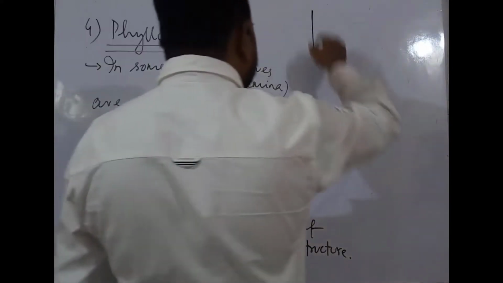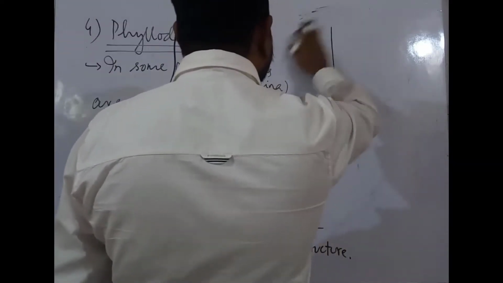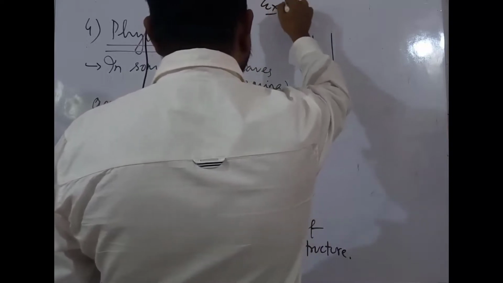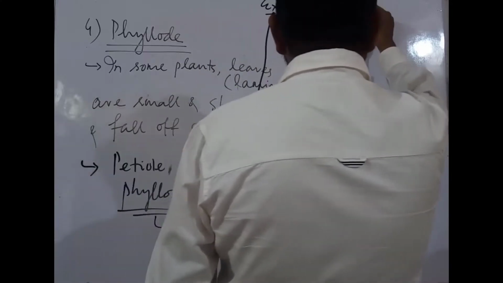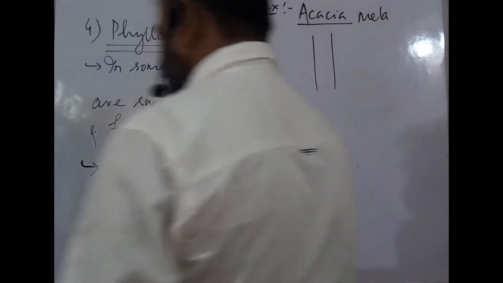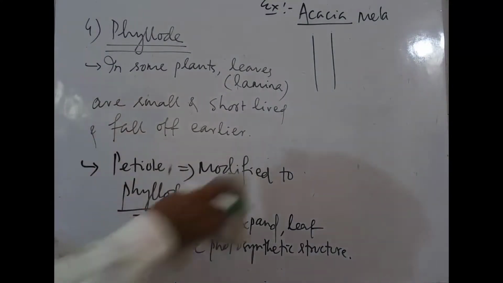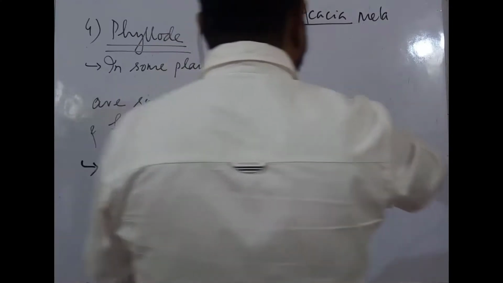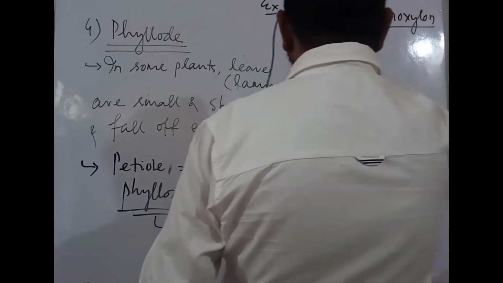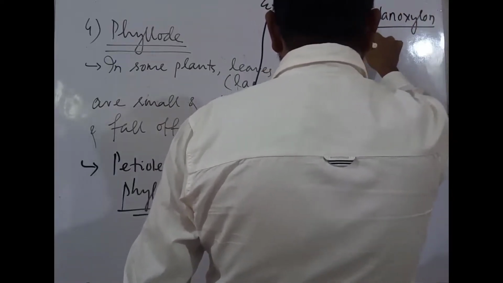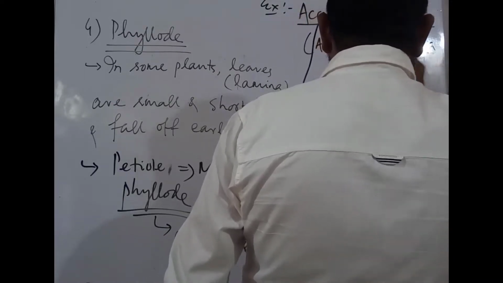Now look, suppose there is a plant. What is its example? You can write the example here. Example is Acacia melanoxylon, also known as Australian acacia. Its full name is Acacia melanoxylon, and the common English name is Australian acacia. It has been written in NCERT. You can follow that. Australian acacia.